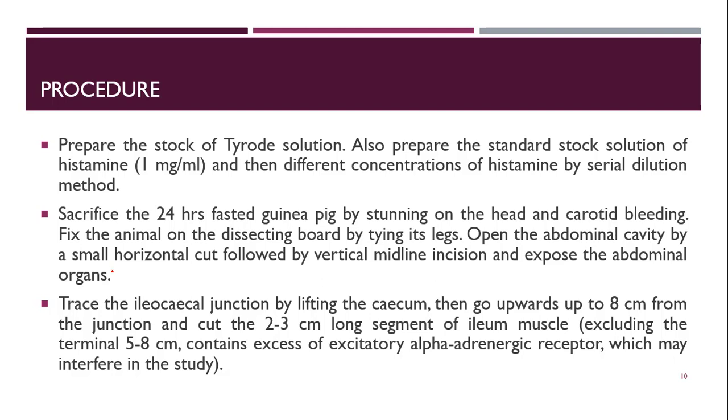Okay, so that's why we have to identify first of all the cecum, and then we have to go upwards, that is 8 centimeters from that junction, and we have to cut 2 to 3 centimeter long segments of the ileum muscles. The first 2 to 3 centimeters only we have to cut, the rest we have to exclude. Why? Because it consists of the alpha adrenergic receptors.